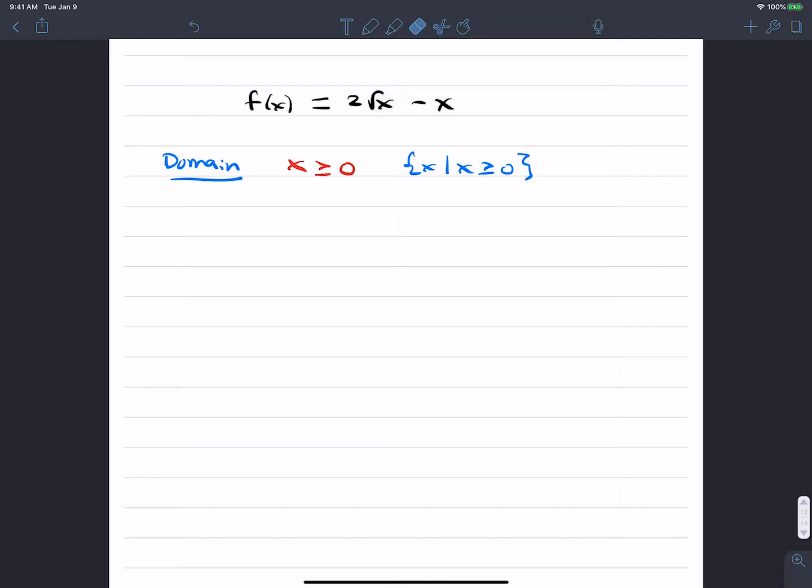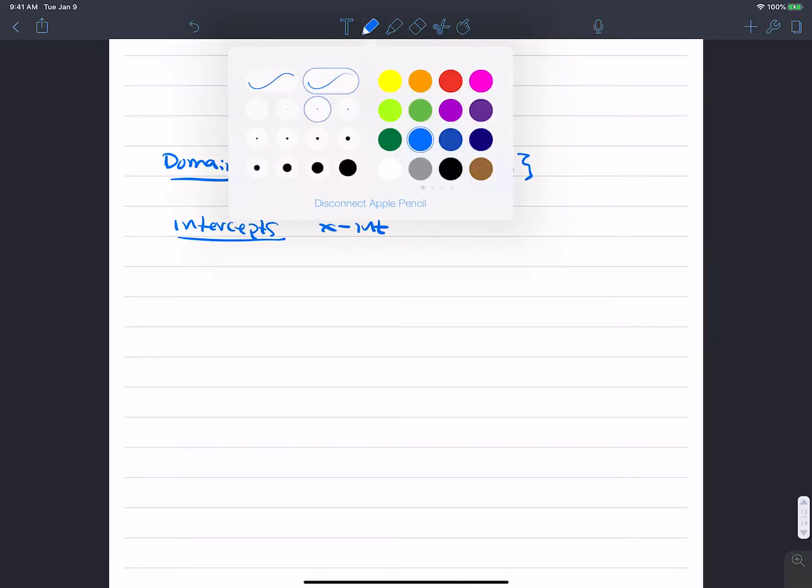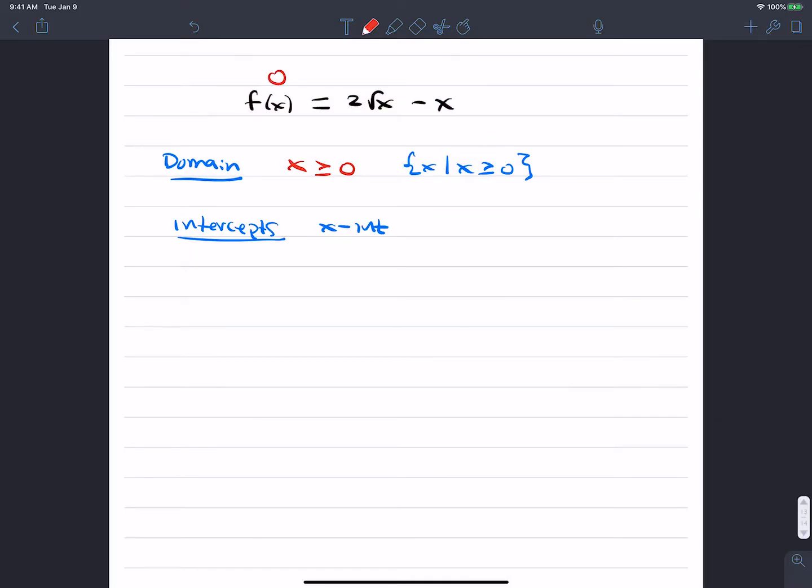So, okay, what else here? What comes next after the domain? Do you guys know? Talking about intercepts. First one is x-intercept. And by that procedure, let y be 0, solve for x. Is that right? So I have 0 equals 2 square root of x minus x, or 2 square root of x minus x equals that 0. I got to solve this equation here.